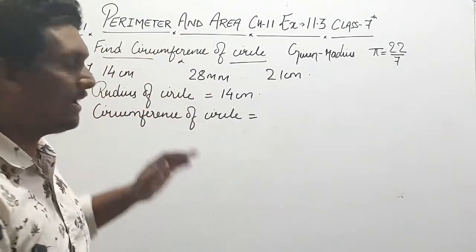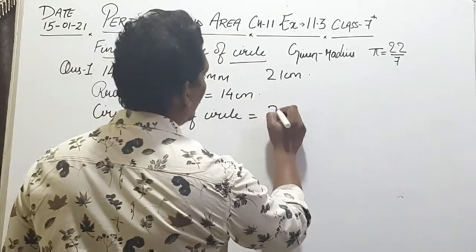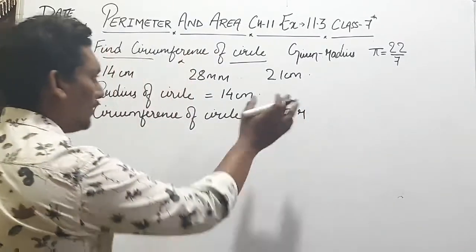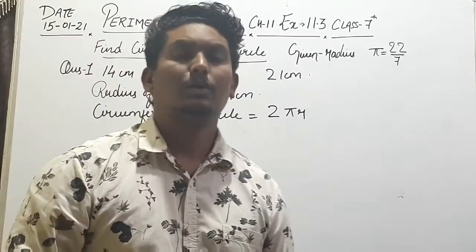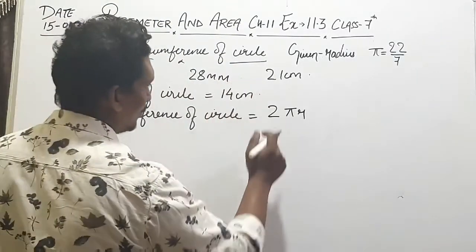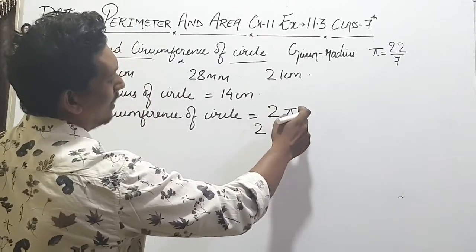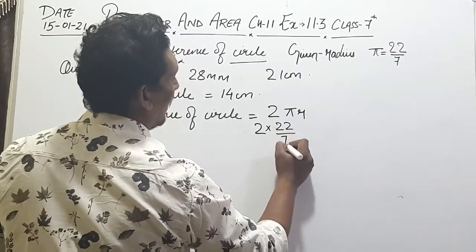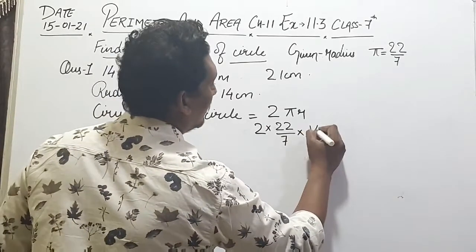Since the diameter is not given here, only the radius is given, the formula will be 2 pi r. This is the formula, and in this perimeter and area chapter, the formula is mandatory. So 2 pi r means 2 into pi into r. The value of pi is 22/7, and r means the radius, which is 14.